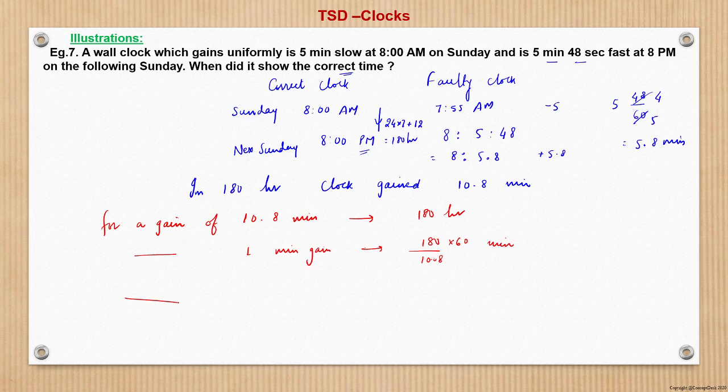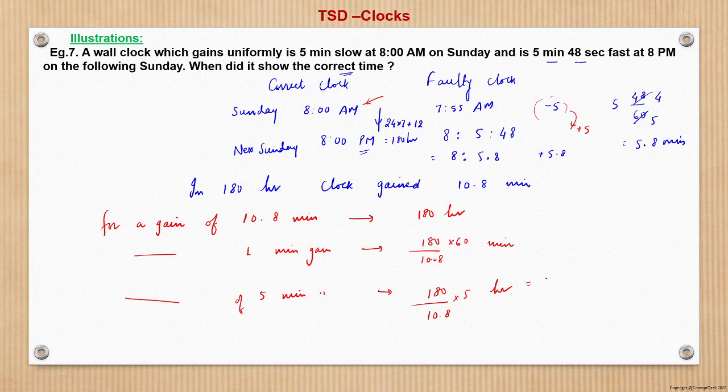And now, when will it show the correct time? It will show the correct time when it would have gained 5 minutes from the starting point, which is the reference anchoring point. It was slow by 5 minutes, so when it would have gained a net 5 minutes, at that time it would have been showing the correct time. So the net gain of 5 minutes would have been achieved by what time? That is 180 upon 10.8 into 5 hours, right?